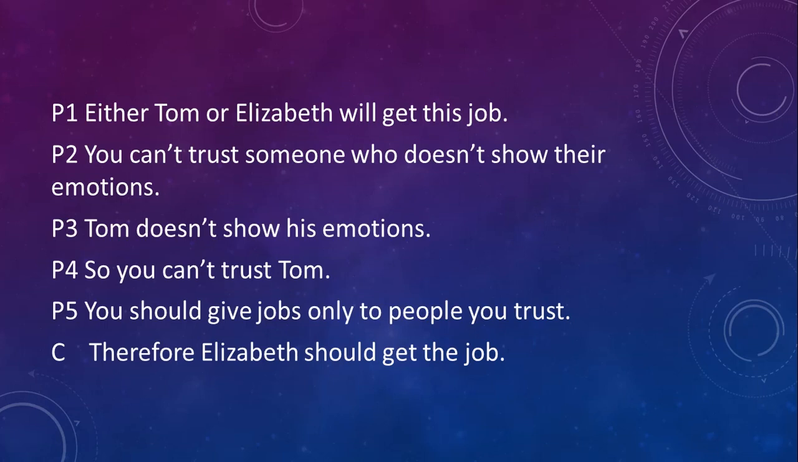So P4, you can't trust Tom. P5, you should only give jobs to people you trust. So if you give a job, then you should trust. You can't trust, therefore you shouldn't get the job. So there's a hidden P6 there. That's exactly right. There's a P6 there that says don't give the job to Tom, and then that combines with P1 that says Tom or Elizabeth, not Tom, therefore Elizabeth.